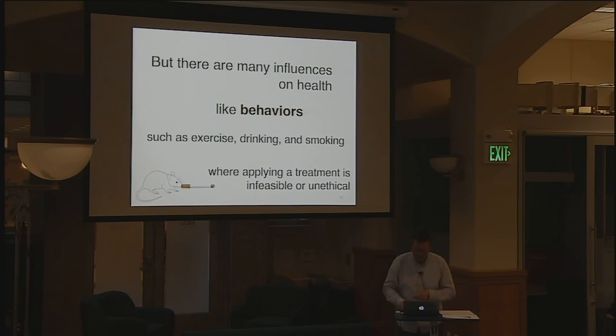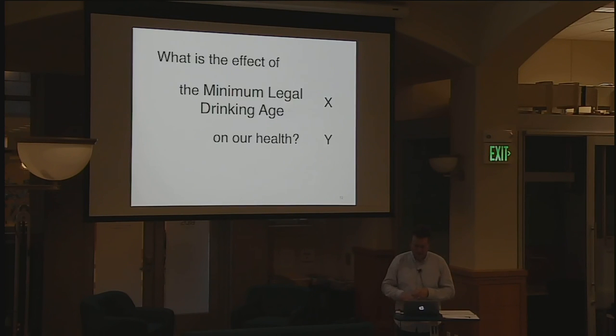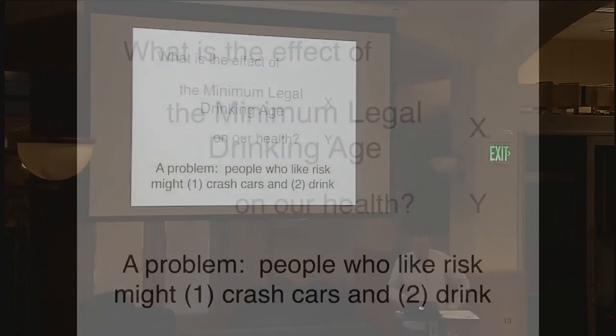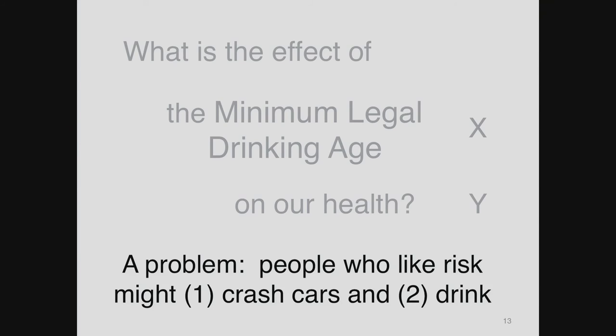And in particular, one example of this that leads to a very pretty picture, and why I wanted to show it to you, is the following. What is the effect of the minimum legal drinking age on our health? And we might wonder what that might be. The typical problem with this sort of thing, you know, it depends how you measure it, but people who like risk might both crash cars and drink. So it's not too obvious that the legal drinking age actually affects whether or not they crash cars and cause harm.